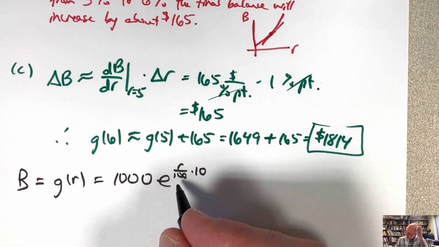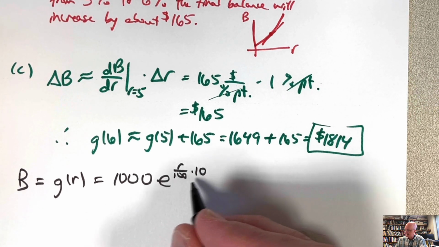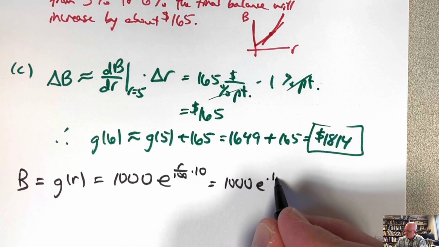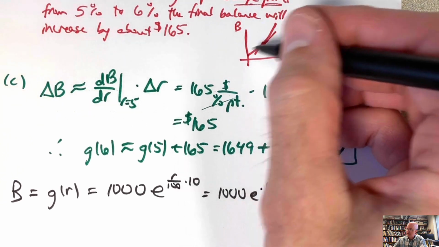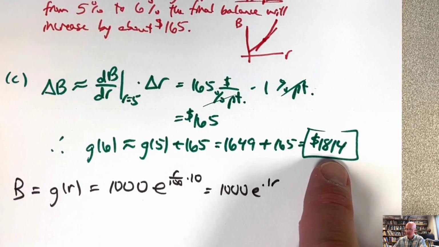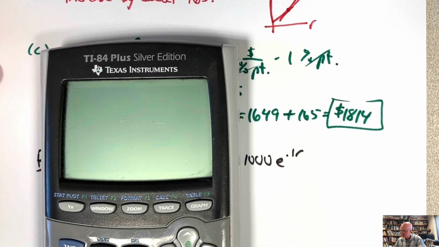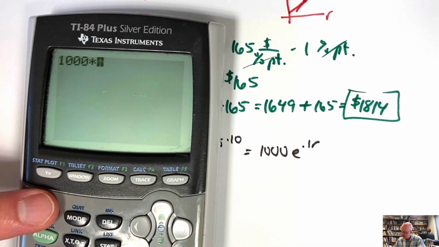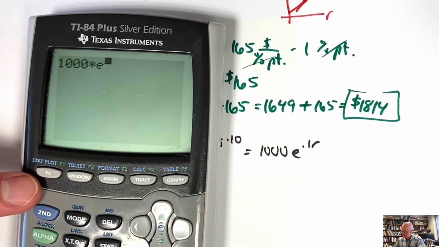There's the interest rate converted to a decimal. 5% would get converted to 0.05. 6% would get converted to 0.06. There's the amount of time that's elapsed. This does simplify to 1,000 e to the 0.1 times r, and that is exponential growth. It will be increasing and concave up. And we also can plug in r equals 6 here to see that this answer is going to be a little too small. A more precise answer would be 1,000 times e to the 0.1 times 6, which is e to the 0.6 power.